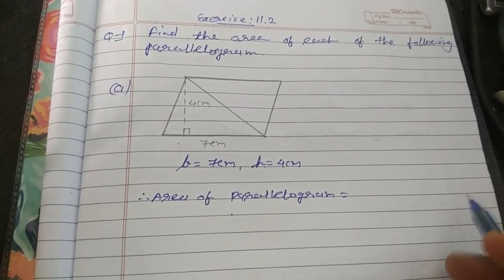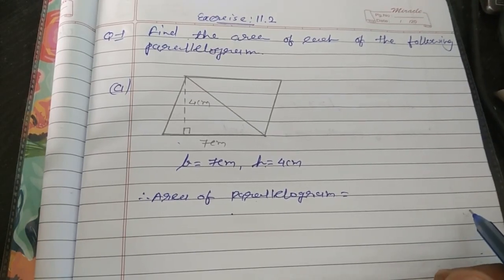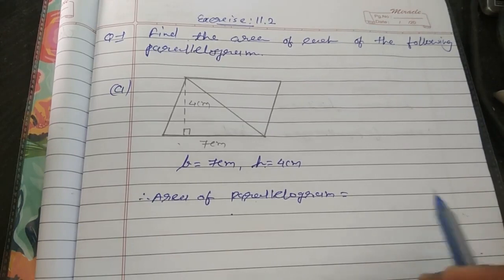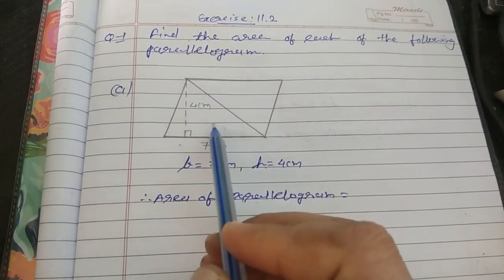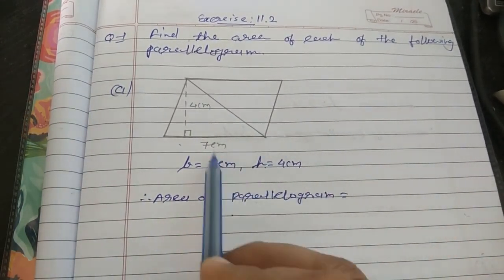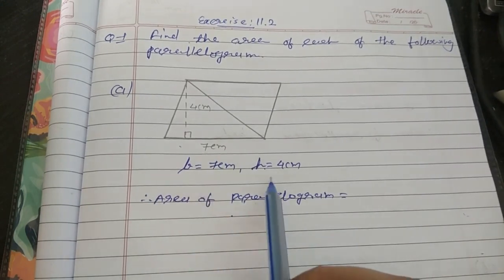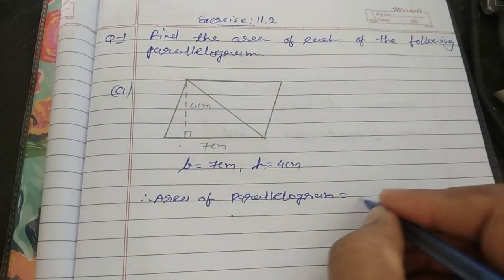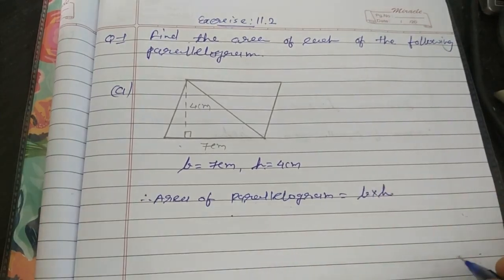Exercise 11.2 question 1. Find the area of each of the following parallelograms. Sum A. Here the parallelogram is given. We can see that the base is 7 cm and the height is 4 cm. Therefore, the area of a parallelogram is equal to base multiplied by height.